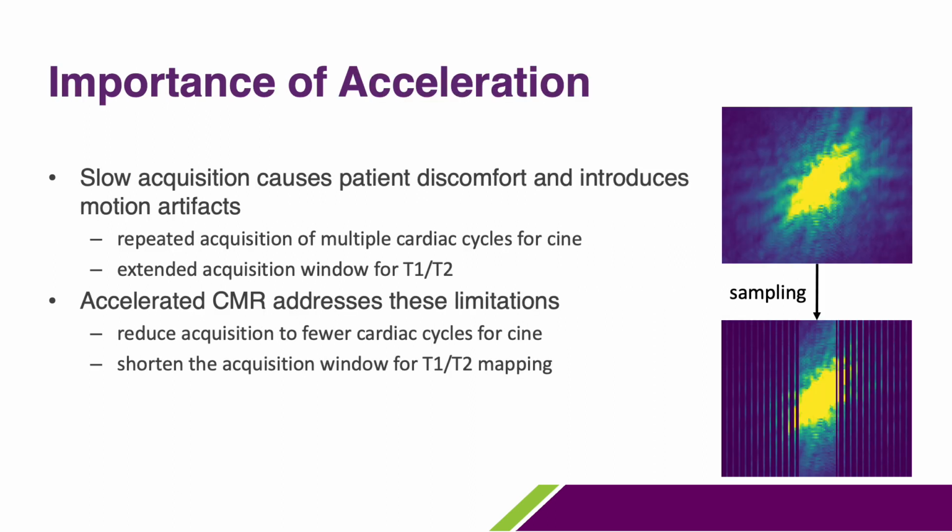However, slow acquisition, such as the need for repeated acquisition over multiple cardiac cycles for Cine, and the extended acquisition window for T1 and T2 mapping, can cause patient discomfort and introduce motion artifacts. Accelerated CMR addresses this limitation by reducing the number of cardiac cycles and shortening the acquisition window.